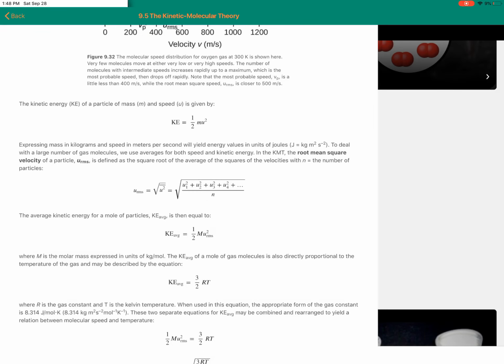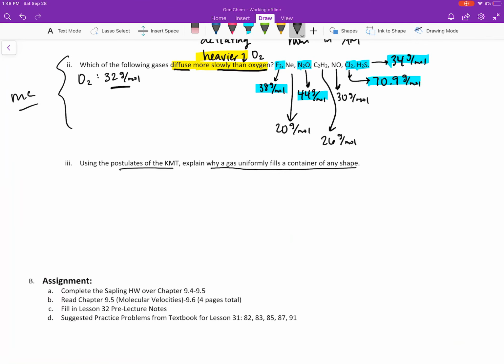Okay, I think that's all I wanted to show you on that one. So let's go back. And using the postulates, explain why a gas uniformly fills a container of any shape.